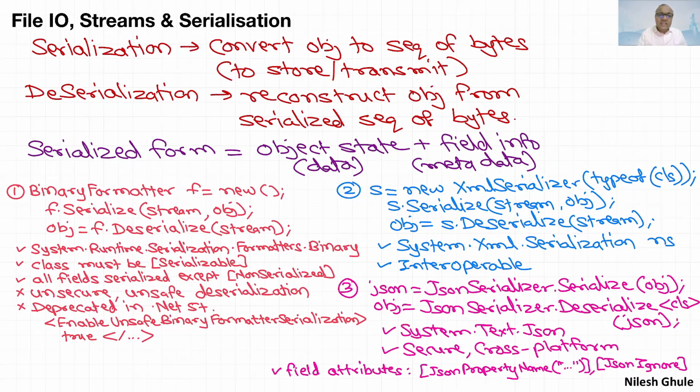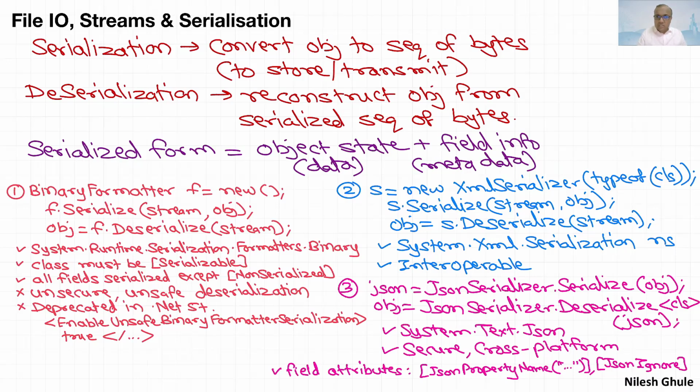And then during deserialization, again you have to just give the stream, and it will read the data and convert it back to the object. Directly the object is given to you, irrespective of how many data members you have in that particular class. This BinaryFormatter comes from the namespace System.Runtime.Serialization.Formatters.Binary. And for that, there are some specific conditions.